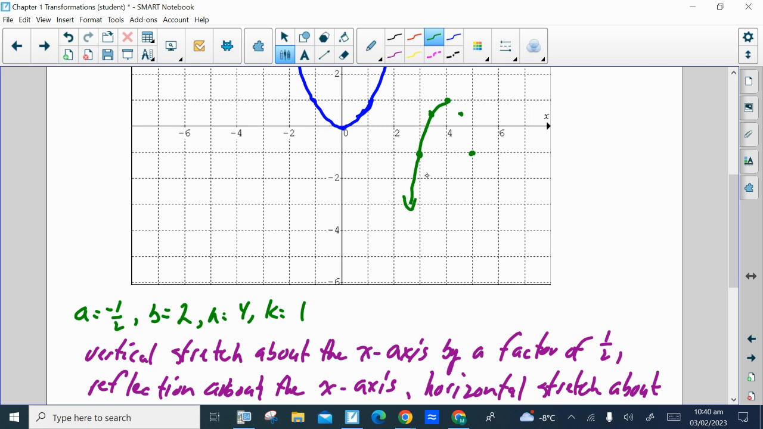So the orientation of this change, because it was reflected over the x-axis, is now going to go downwards instead of upwards. The shape of it changed because it's been stretched, and the position changed because it's been shifted. And there's our new graph.